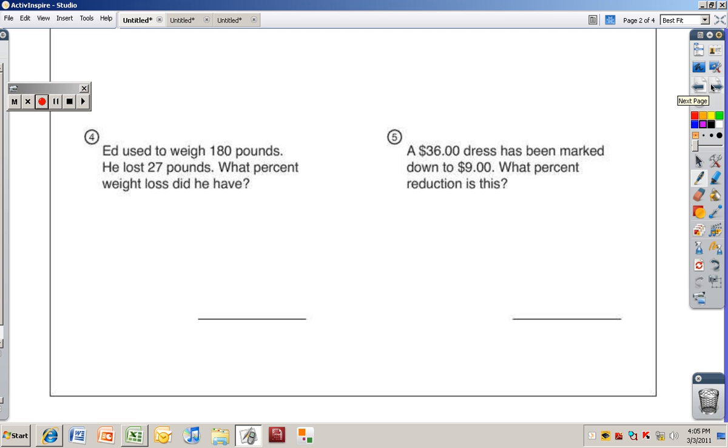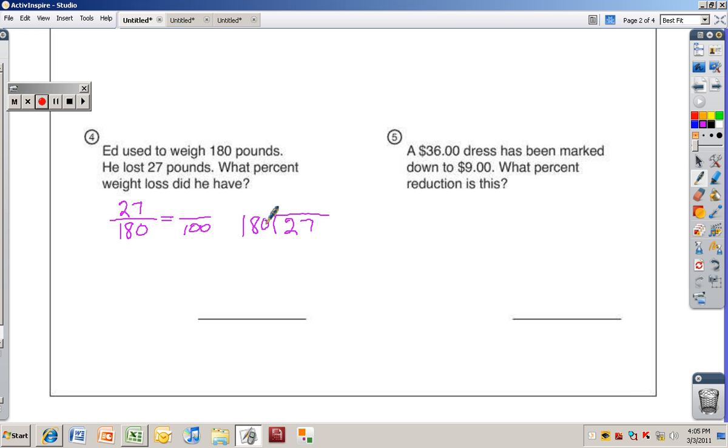Ed used to weigh 180 pounds. He lost 27 pounds. What percent weight loss did he have? We're going to do this one together. So this is a fraction, right? It's 27 out of 180. Okay. So we could do this by trying to change it into 100. And of course, we can't go from 180 to 100 by using division or multiplication. The other way we can do this again is by putting 27 here and putting 180 out here.